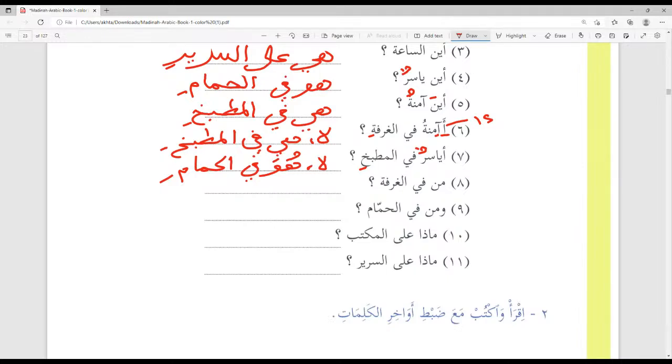من في الغرفة؟ ما معنى من في الغرفة؟ Who is in the room? So remember, من is who. من في الغرفة؟ Who's in the room? محمد في الغرفة. جيد.